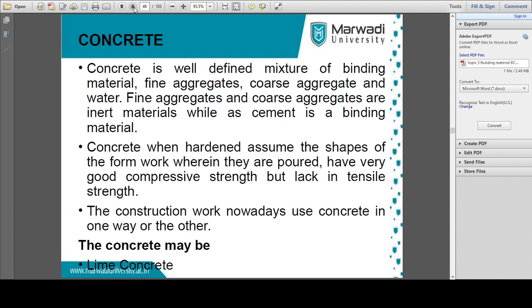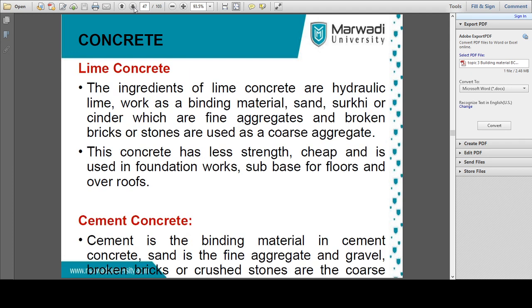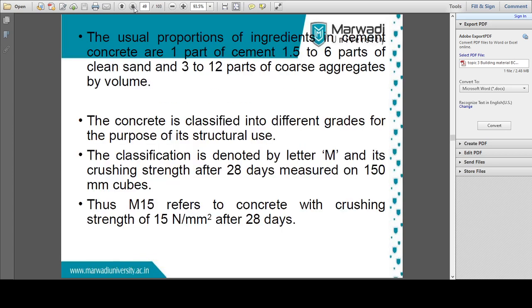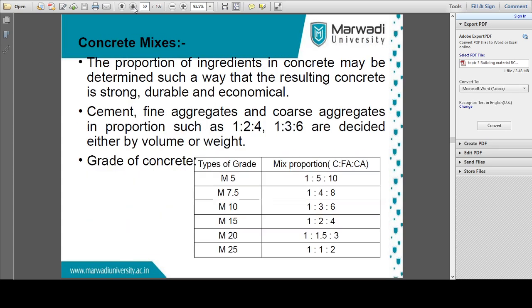Same as the mortar, concrete is also having three or four categories. That is lime concrete, cement concrete, and the mixture of cement and lime. Then we have also gone through the grades. If we want strength of 7.5 kilonewton per meter square, then we are adding the cement in one proportion, fine aggregate as 4 and coarse aggregate in 8.